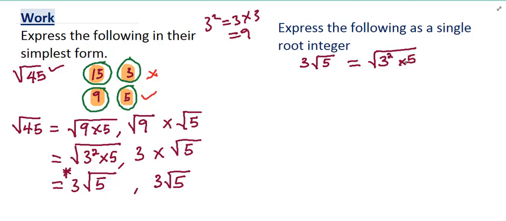Raised to the power 2, 3 becomes 9, multiplied by 5, and that's now going to give us 45.